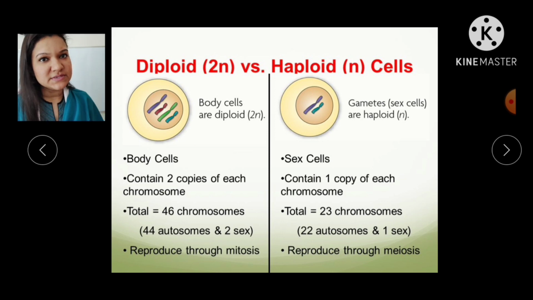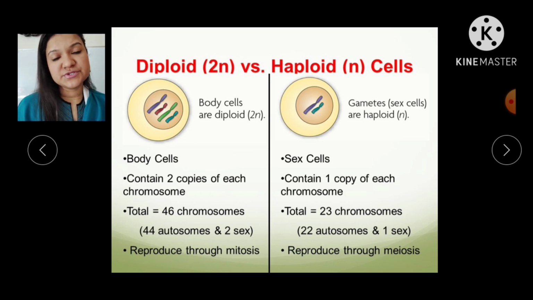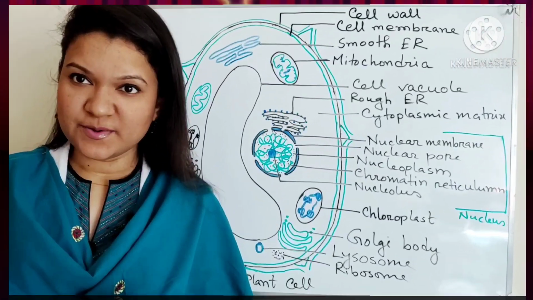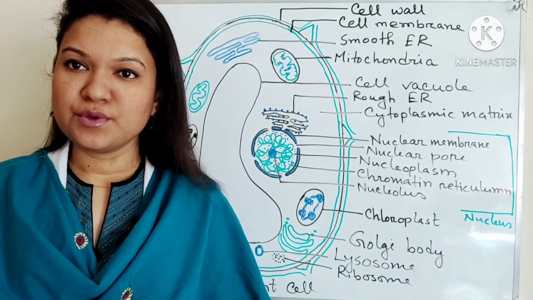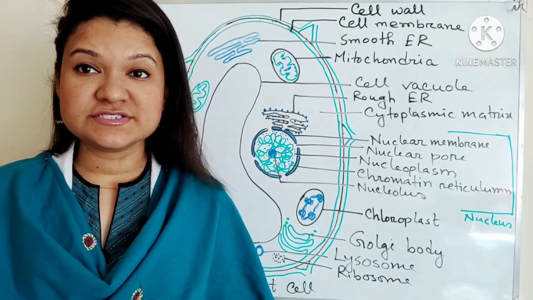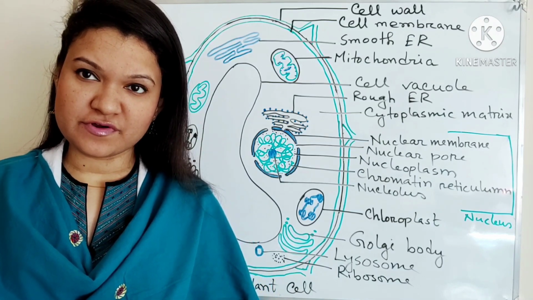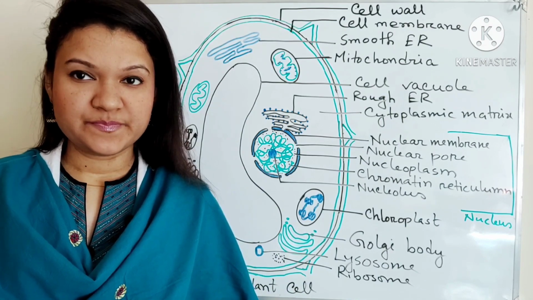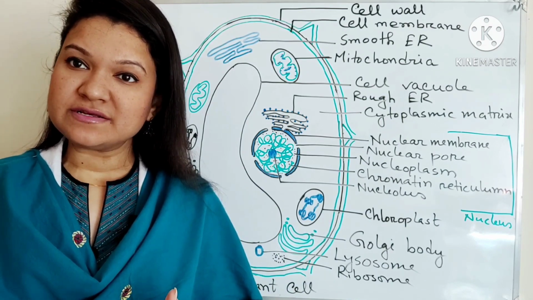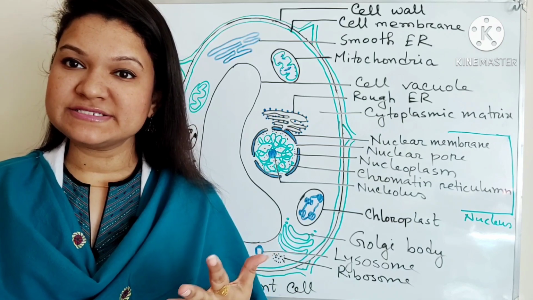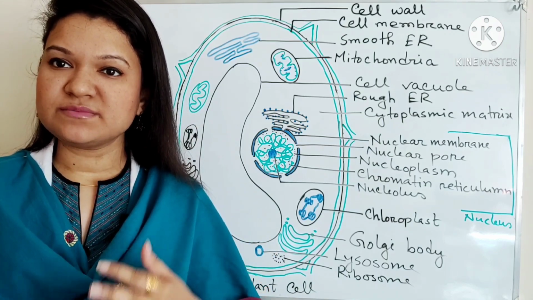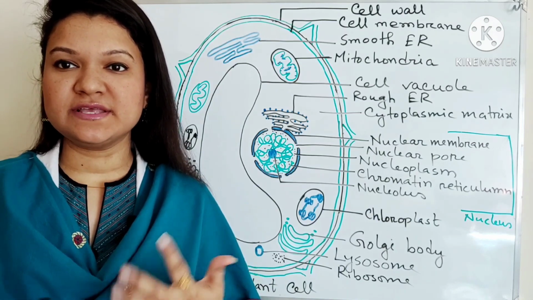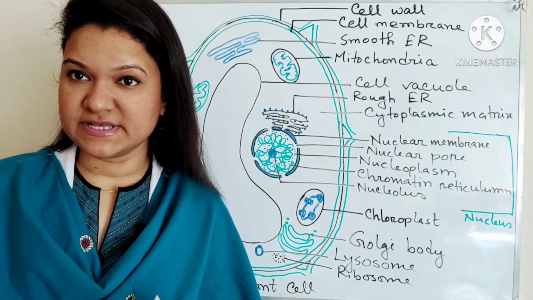So, this is the differences between the somatic cell and gametic cell. Now, I will show you a typical plant cell. We know that the structural and functional unit of organism is called cell. We know that organisms like plants and animals have different types of cell. Some differences are also present between the plant cell and animal cell.